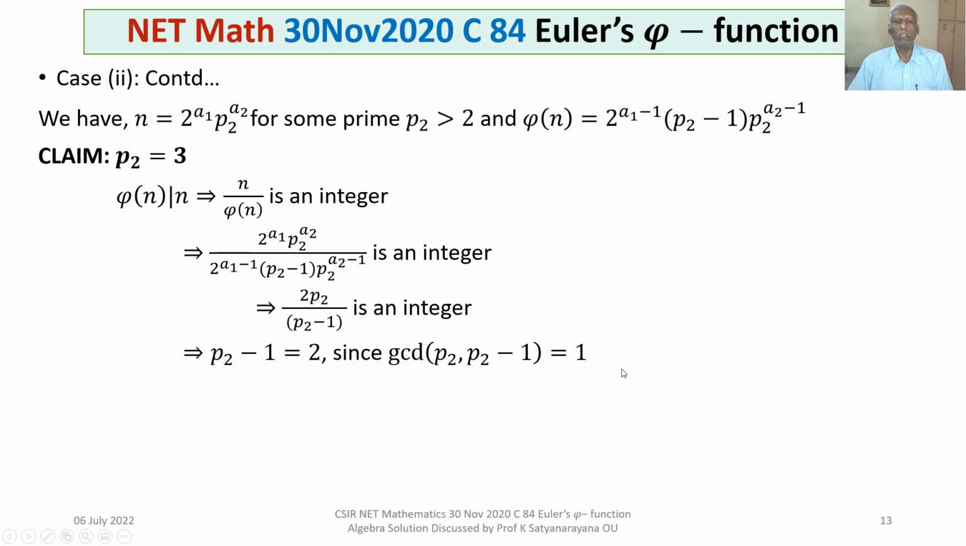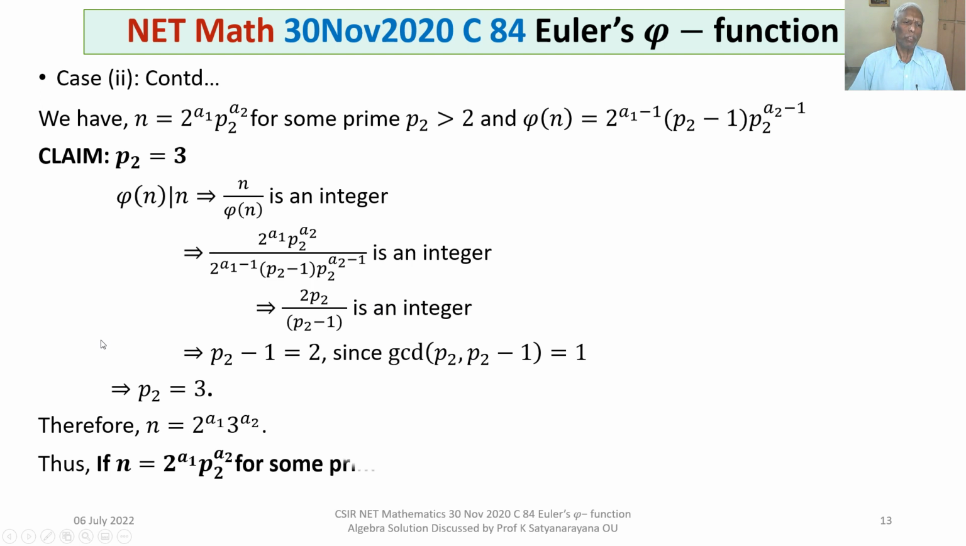When the GCD is 1, P2 minus 1 must divide 2. P2 minus 1 divides 2 means P2 minus 1 is 2. That implies P2 is equal to 3. So, in this case, P2 is 3. Therefore, n is equal to 2 to the power of a1 into 3 to the power of a2 in case 2. Thus, we have proved this very important result.